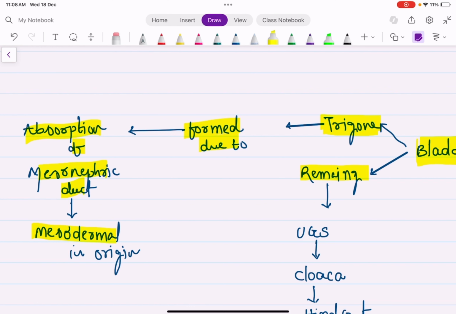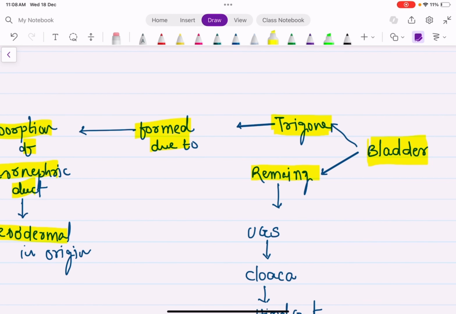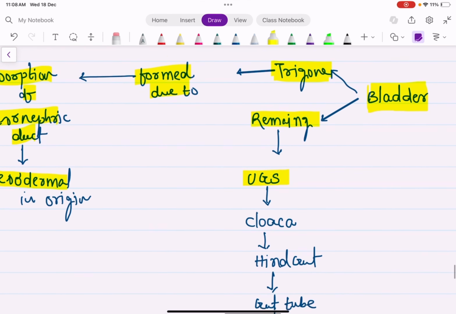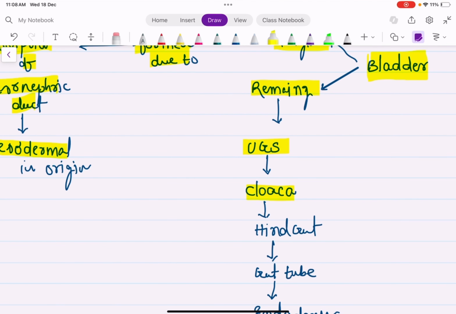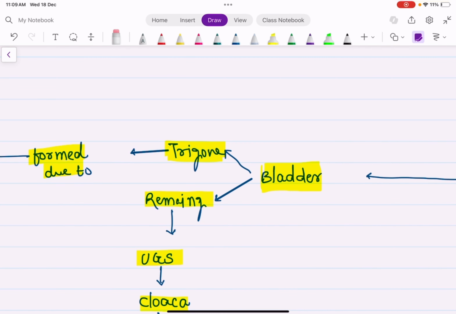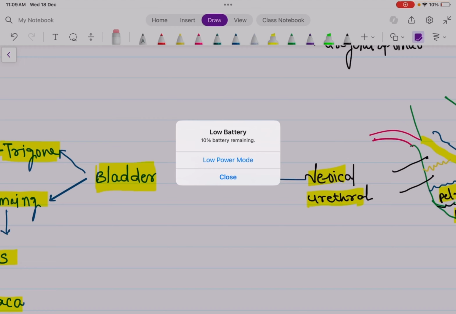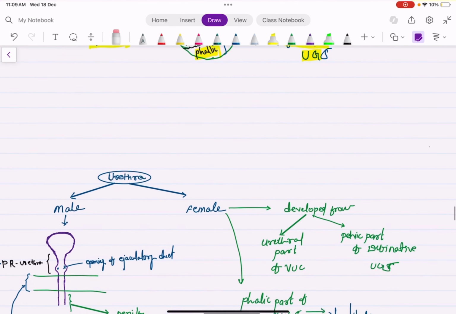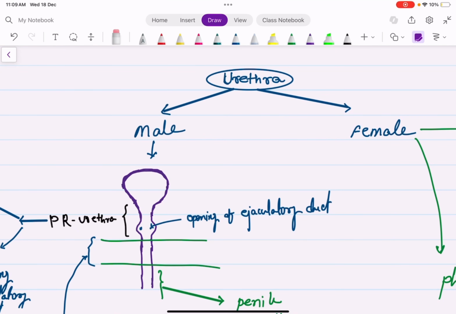So the trigone part of the bladder is mesodermal in origin, and the remaining part develops from the urogenital sinus, which is part of the cloaca, and the cloaca is part of the hindgut. The hindgut develops from the gut tube, so it is endodermal in origin. The remaining part of the bladder is endodermal in origin, but the trigone is mesodermal in origin.